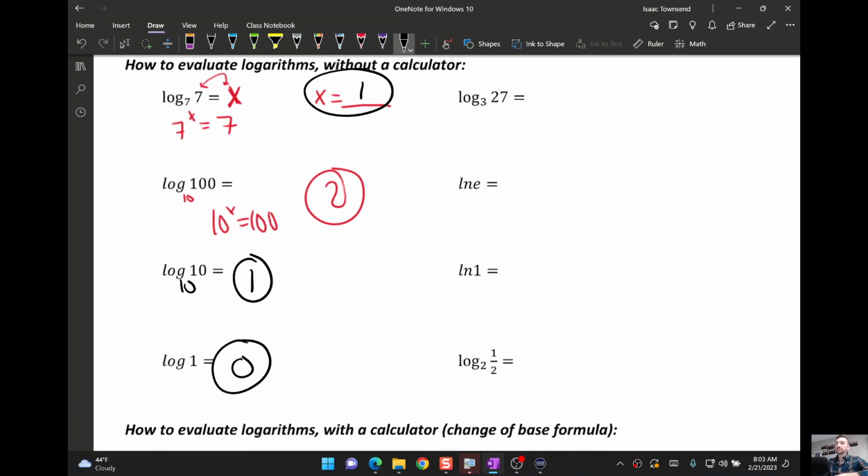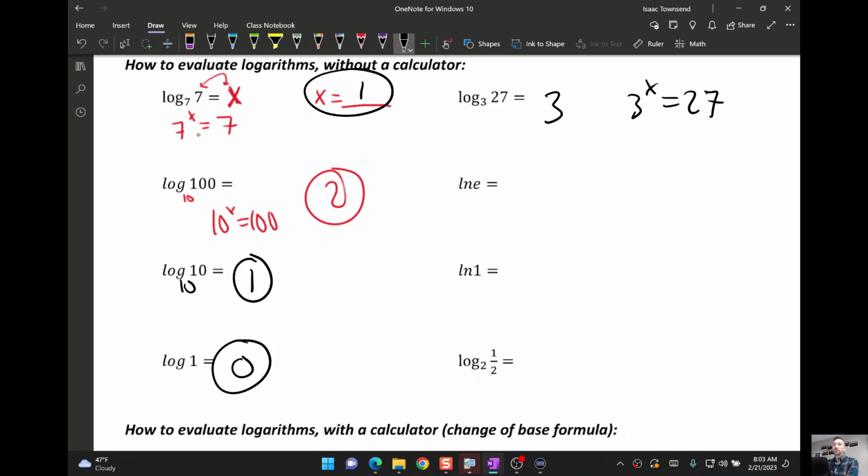3 to what power gives you 27? Very good. Not 9. It's not 3 times what gives you 27. Even students who know what they're doing sometimes accidentally do that. It's 3 to what power gives you 27? Okay, what's the base on this one?